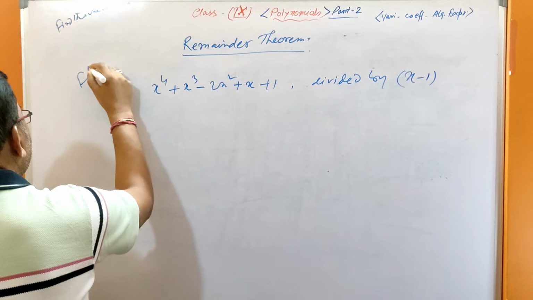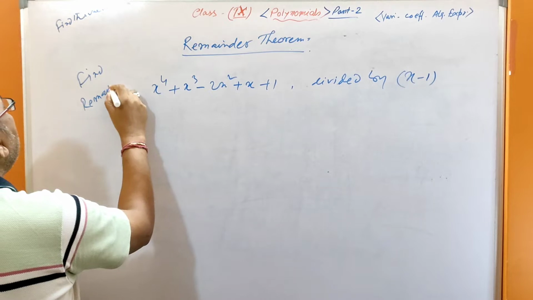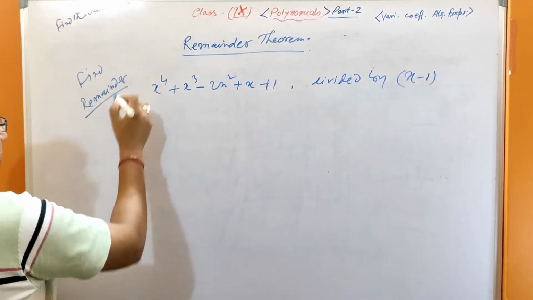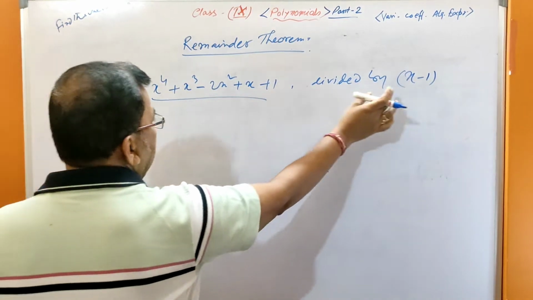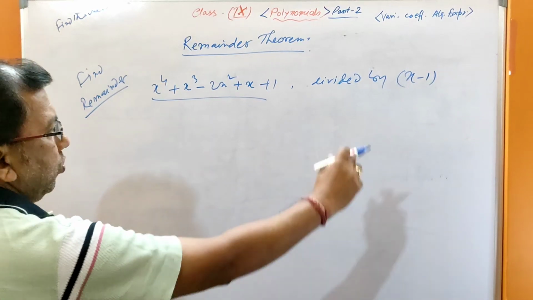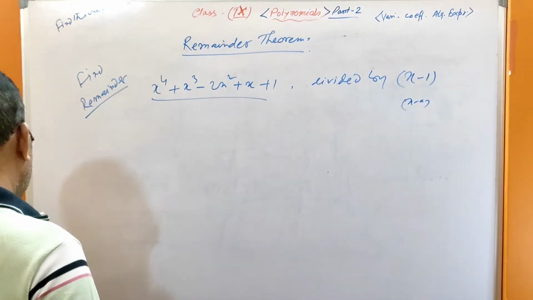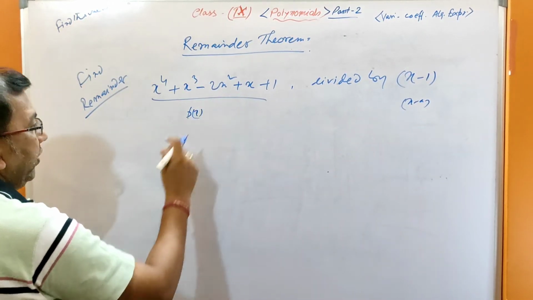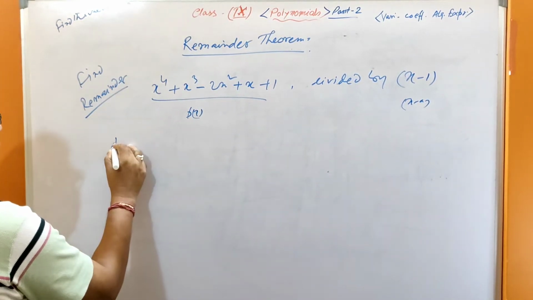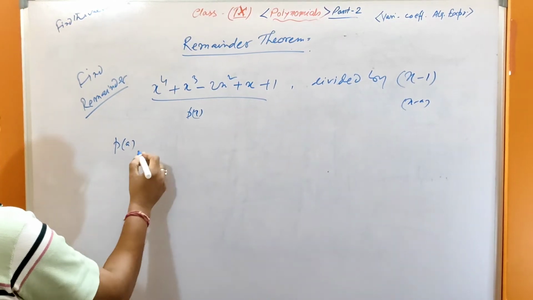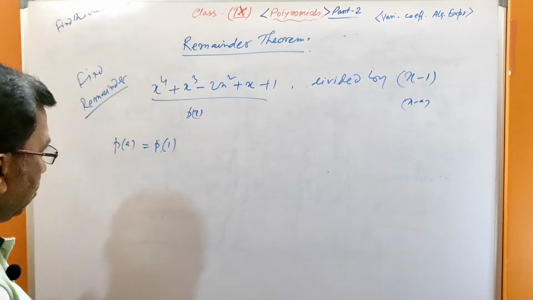So what is the question? Find the remainder when this is divided by this. When this is divided by x minus a, x minus 1. That means here this is px, and this is x minus a. So in this case, what will be pa? Here a equals 1, that is p1. Clear?